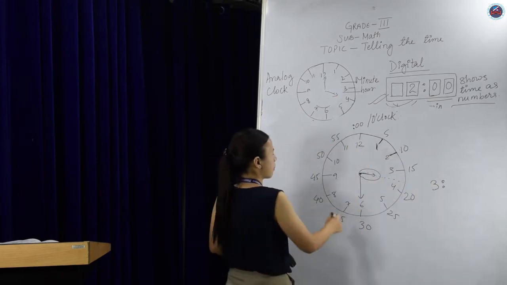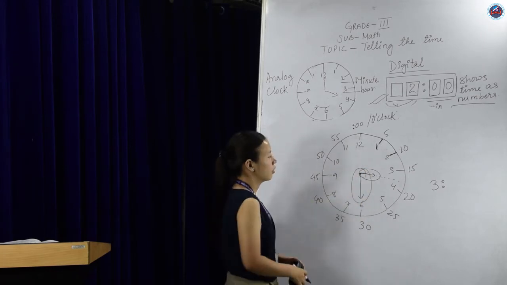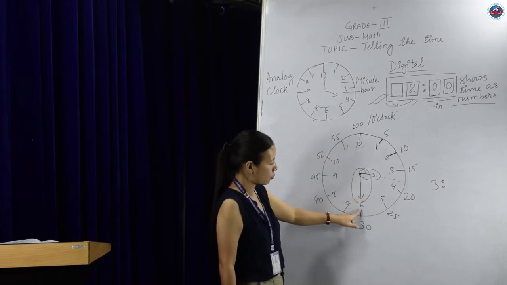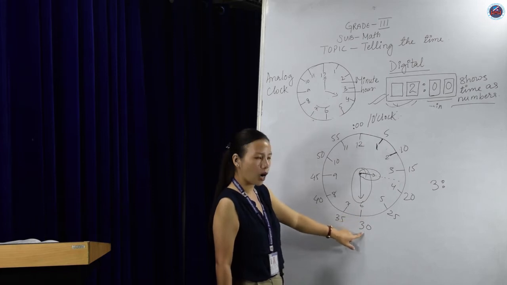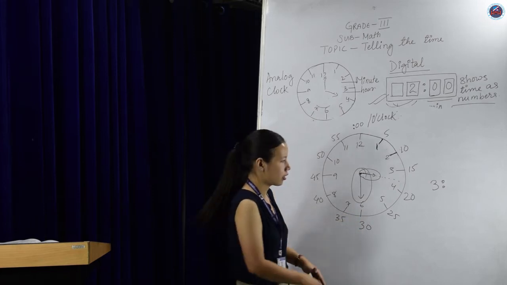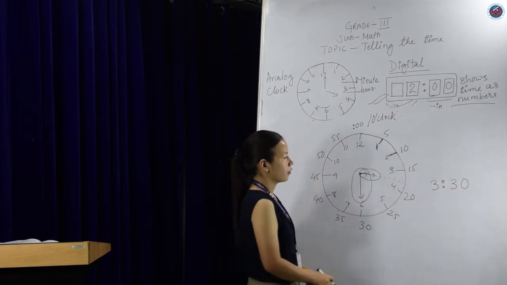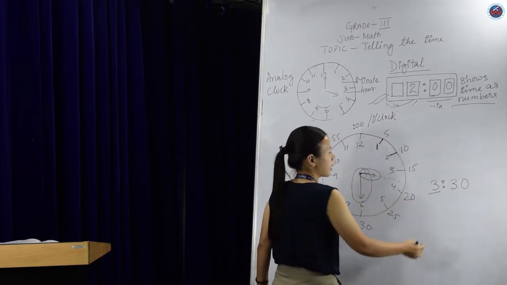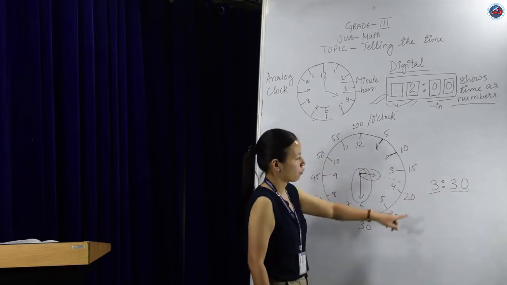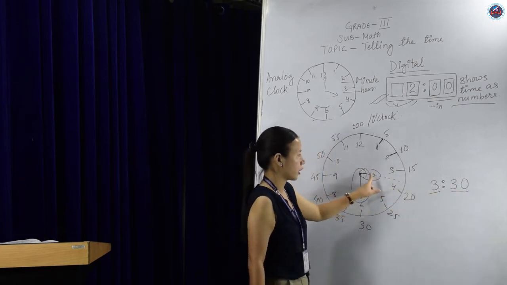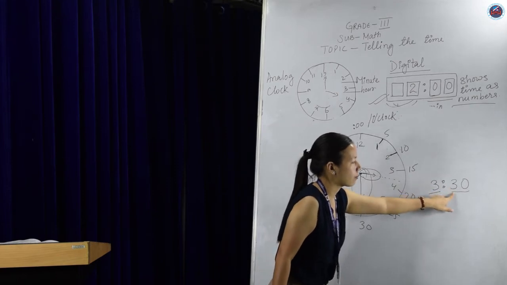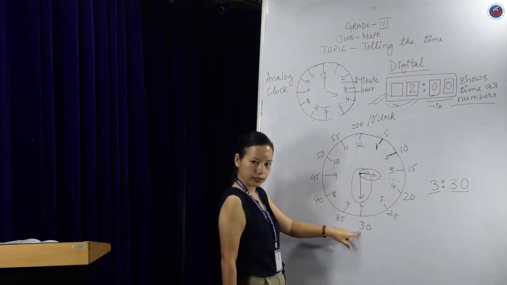And then the third step is we look at the long hand. Now the long hand is pointing at 6. That is how many minutes? That is 30 minutes. So we write 30 here. Know that the first number is for the hour and the second number is for the minute. So to find the first number, look at the short hand. And for the second number, look at the long hand.